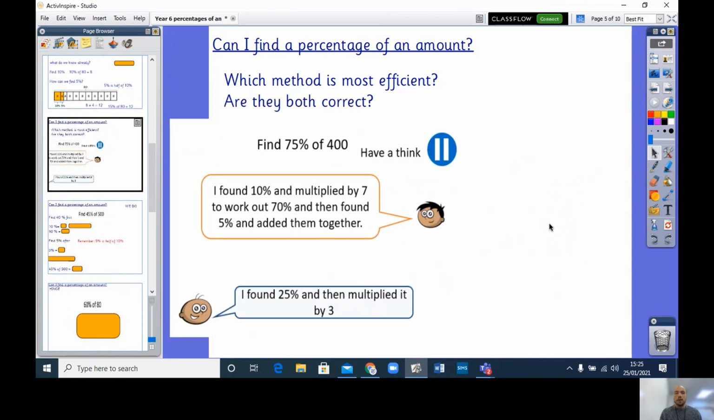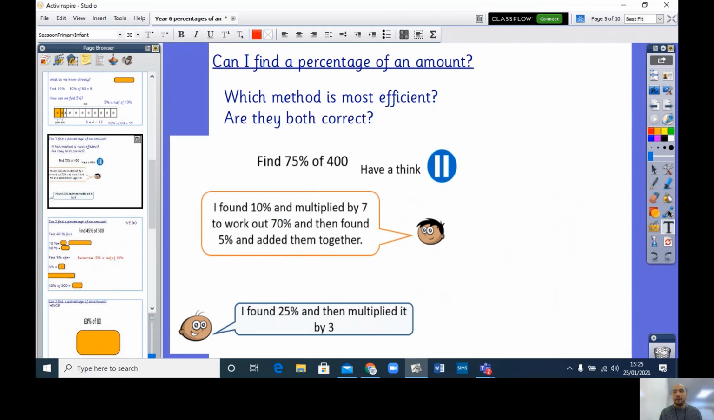Let's have a look. Which method is most efficient? Are they both correct? Pause the video, please, okay, and have a go at both methods. Okay, excellent. So this person here found 10% of 400, which is 40, and then multiplied it by 7 to work out 70%, which is 280. And then they added on the 5%. So 5% would be 20. So their answer would be 300.